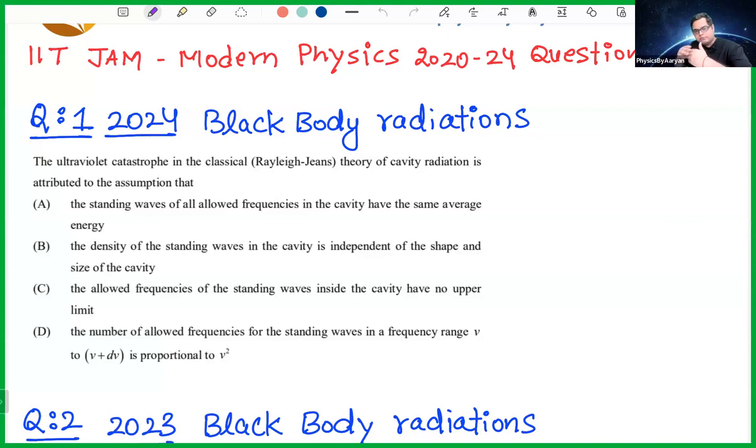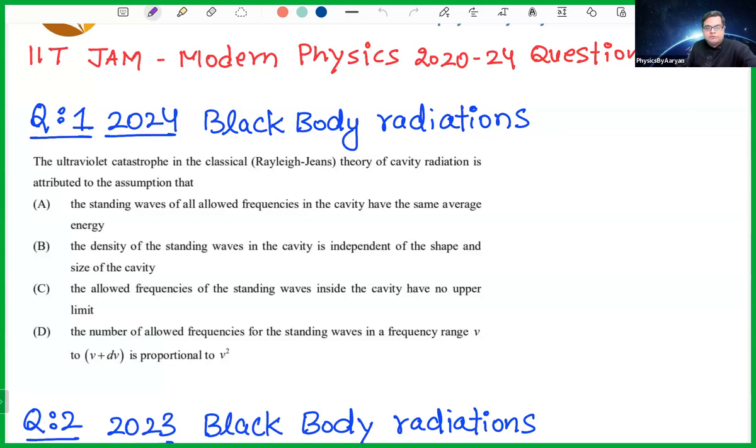So this is not going to be a very detailed class, but at least we will have some basic ideas, and we will touch all the topics. So let's start. Let's begin with black body radiations, and let's see all the questions which have been there in black body radiations.